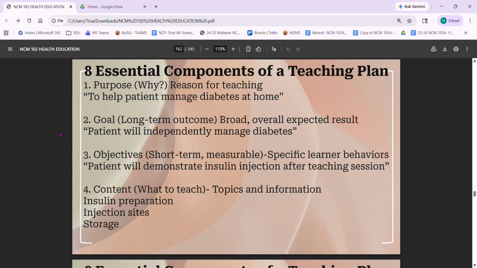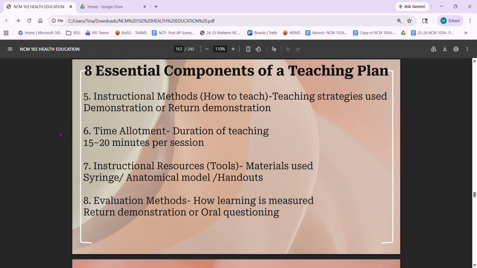Then, what is the content? What will you teach? What is the topic and information? Insulin preparation, injection site, storage. Okay? That is your content. So, again, why will you teach it? What is the goal, long term? What is the objective, short term? What is the content? Then, you go to the instructional method.